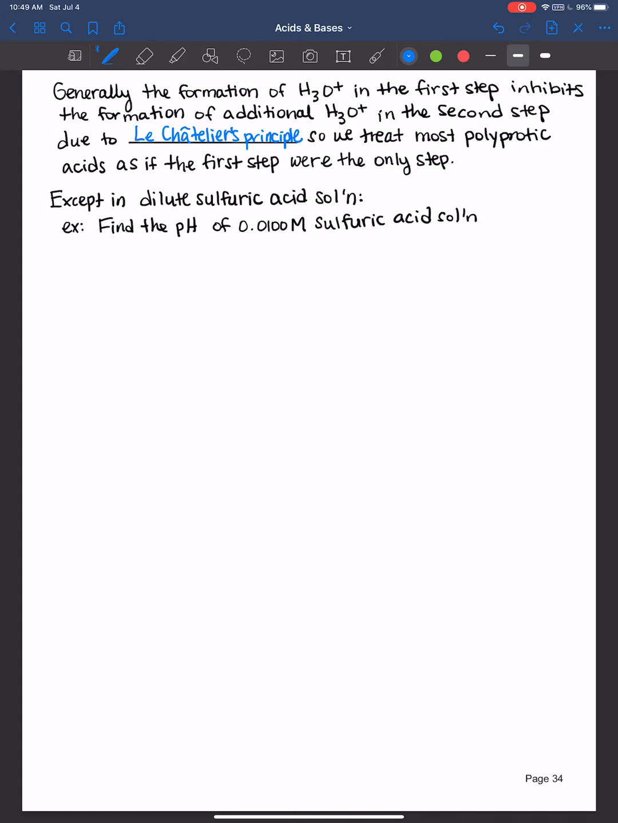But in this video, I wanted to work an exception to that rule. I always believe in showing the exceptions so you understand how to work through them. So we have to consider both ionization steps if we're working with dilute sulfuric acid. Now, sulfuric acid is one of the strong acids, right? H2SO4, but it also has a second ionization step with a significant equilibrium constant that is great enough that it will contribute to the hydronium ion concentration increasing. And you'll see that in a second here.